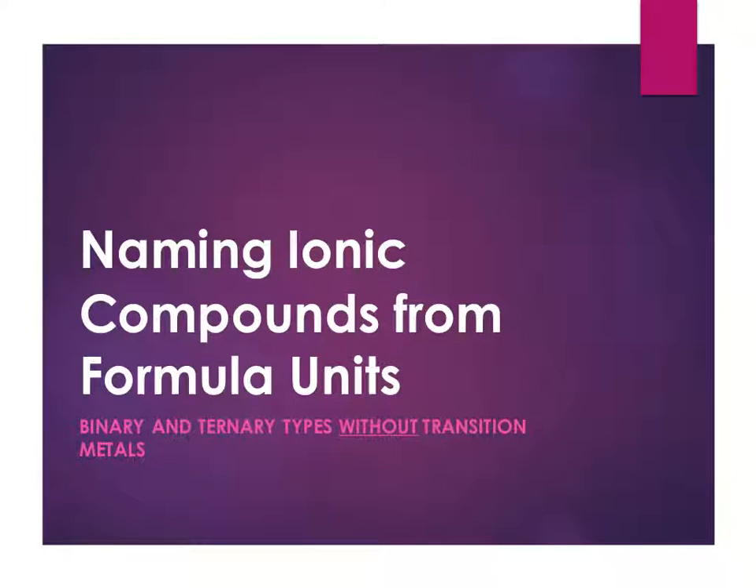So what we want to do today is learn how to name ionic compounds from the formula units. So we're going to go from the actual chemical formula into a regular name, like a written name. And we're only going to do that today for the binary and ternary types without transition metals. There's another method for doing it with transition metals, but you need to understand how to do it first with non-transition metal ionic compounds before we can move forward with that.